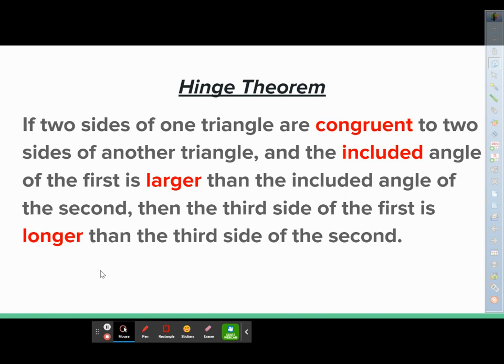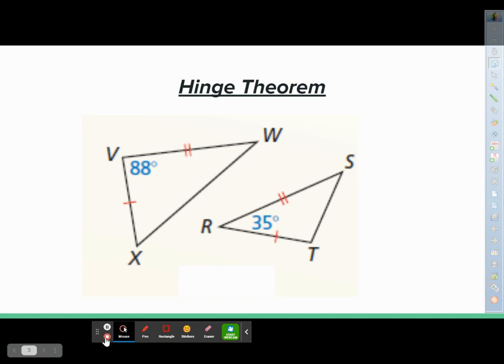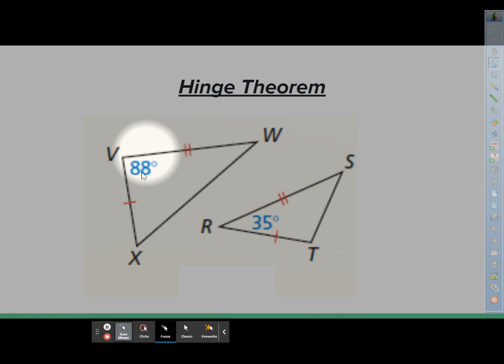Okay. Alright, so I have an example. Notice, whenever you look at this, see how VX is marked congruent to RT and VW is marked congruent to RS? So those are the two sides that are congruent. Well, the included angle between RT and RS is R, and the included angle between VX and VW is V. R is 35 and V is 88.